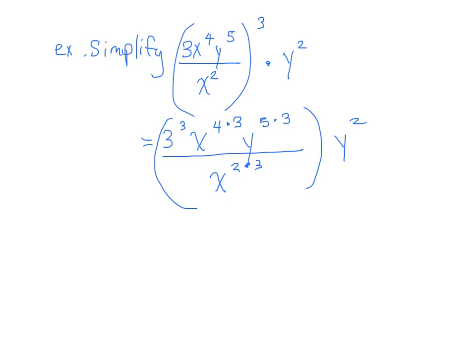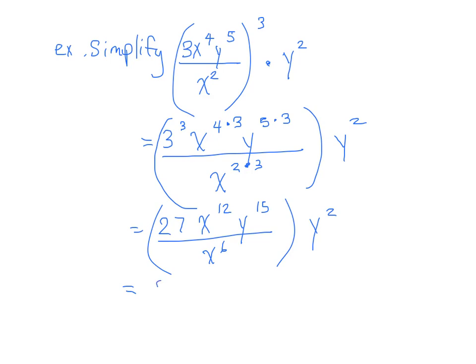Let's simplify another step. 3 to the third power gives us 27, and then we have x to the 12th, y to the 15th over x to the 6th, and again I put back my lonely y squared all the way over here. Now we can subtract exponents. So we get 27, and the exponents being subtracted are x to the 12th and x to the 6th. And that gives you x to the 12 minus 6, which is 6, y to the 15.